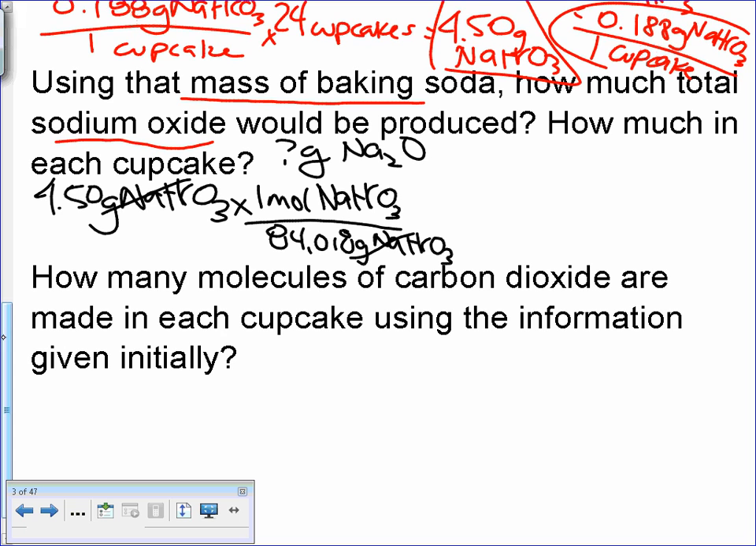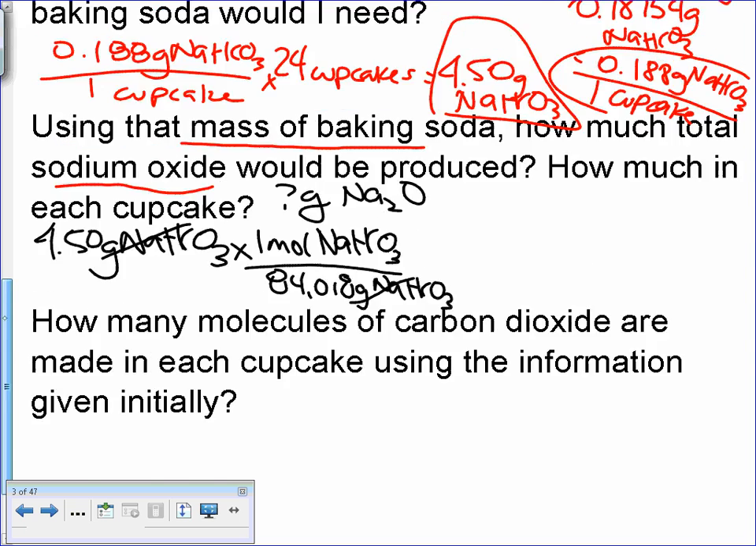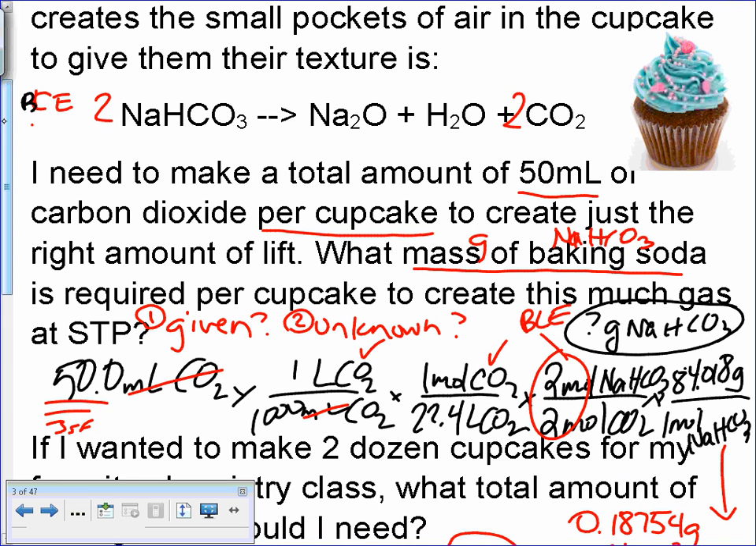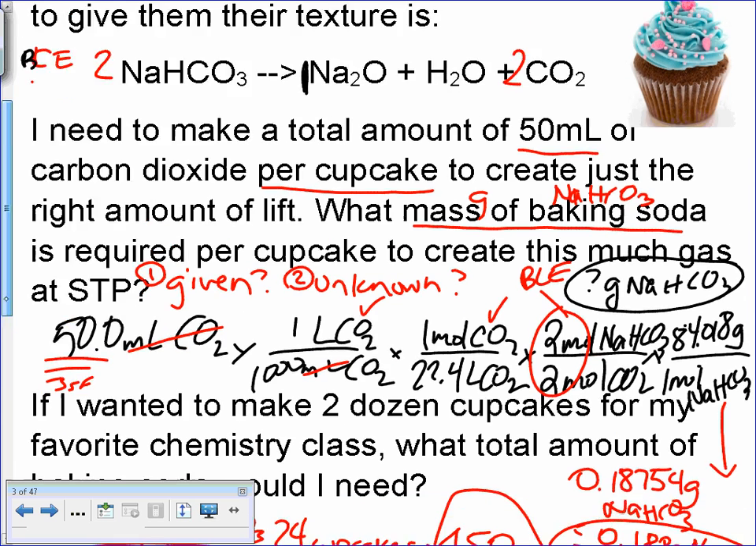So where would you be looking at right now? BCE. I'm going from moles to moles, two different things, so I'm going to look at the mole to mole ratio. What is my ratio? This has a 1 here, this has a 2 here. So these two are the ones you're looking at. 1 mole of sodium oxide is produced for every 2 moles of sodium bicarbonate made or decomposed. So 1 to 2. That's when you look at your BCE.